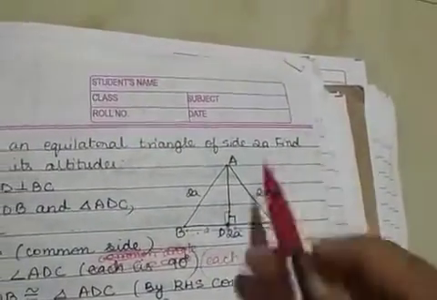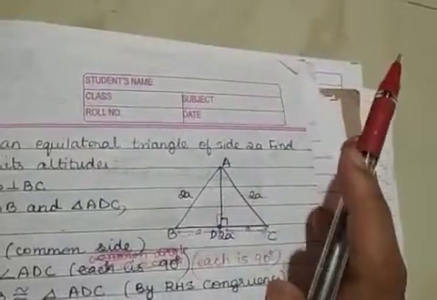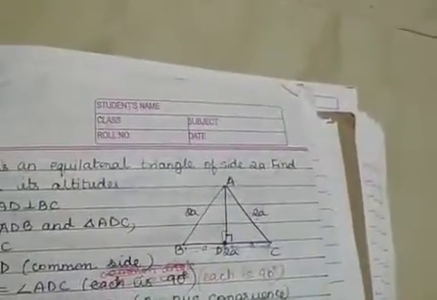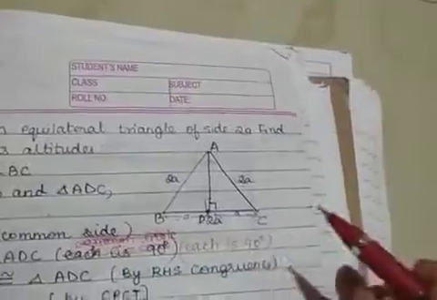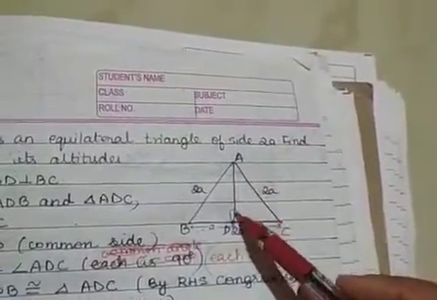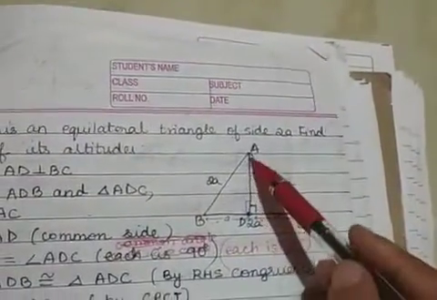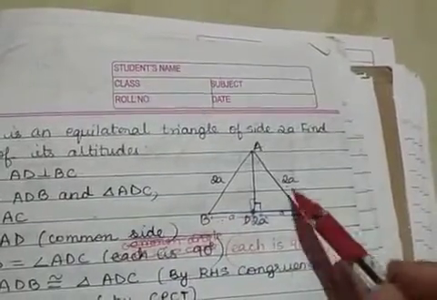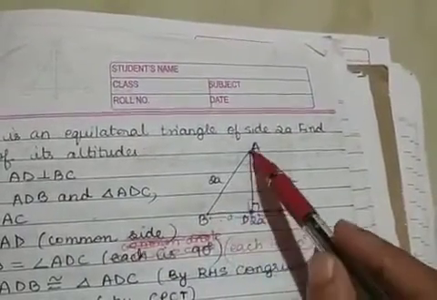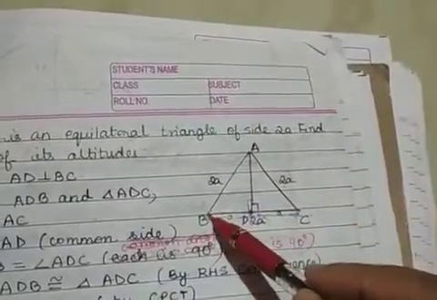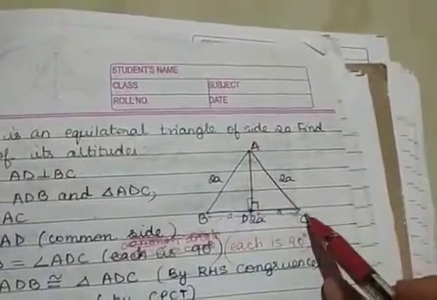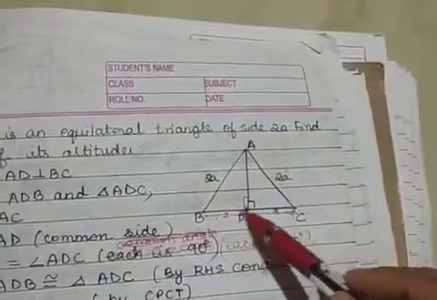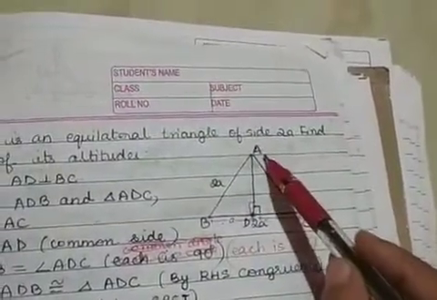Okay. So to find the height of the altitude or length of the altitude, let us take one of the altitudes. So let us draw AD, which is perpendicular to BC. So when we do that, we get two triangles, that is triangle ADB and triangle ADC. Now let us prove these two triangles are congruent.